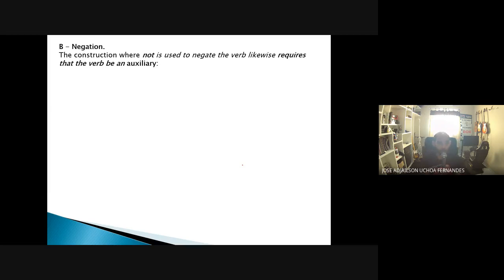Now, in the case of negation, and believe me, this word negation does exist. I went to the dictionary to look for it because I found the word strange. I would say negative clauses instead, but negation is a noun that does exist in English. So negation, the construction where not is used to negate the verb, likewise requires that the verb be an auxiliary.